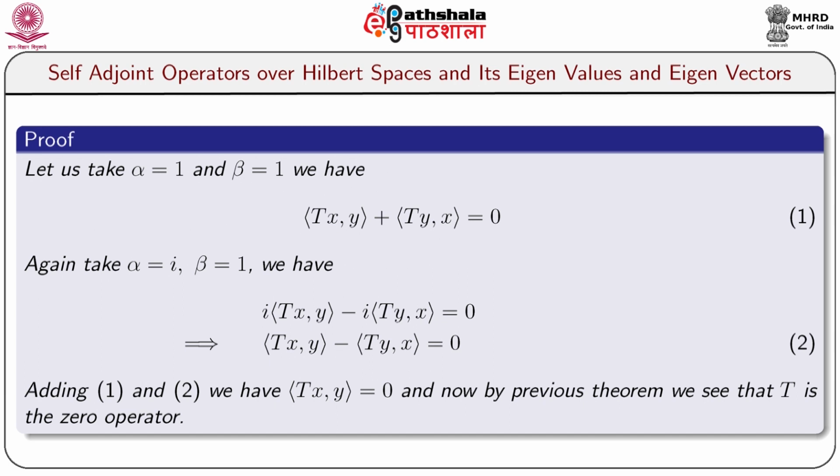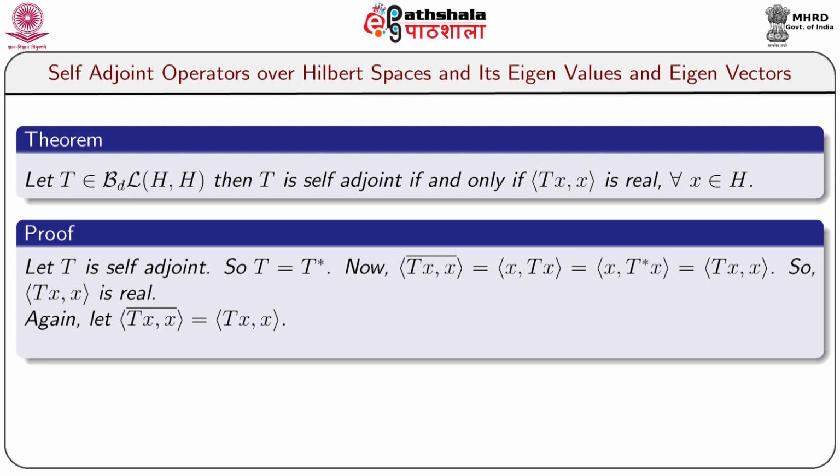Again take alpha equal to i, beta equal to 1, we have i times ⟨Tx, y⟩ minus i times ⟨Ty, x⟩, which is equal to 0. This implies that ⟨Tx, y⟩ minus ⟨Ty, x⟩ equal to 0. This is equation number 2. Adding equation number 1 and equation number 2, we have ⟨Tx, y⟩ equal to 0, and by the previous theorem we see that T is the 0 operator.